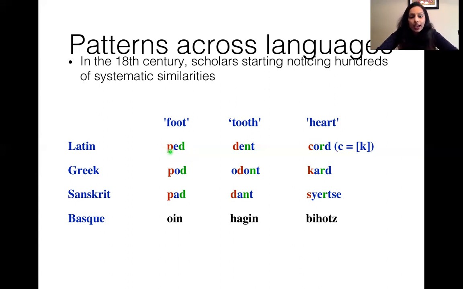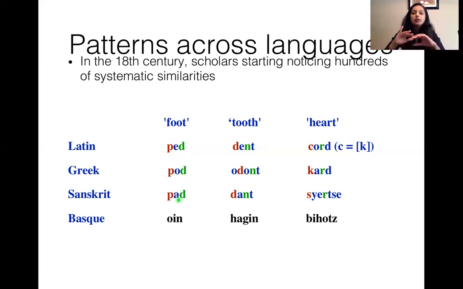Now, if you look at Latin, Greek, and Sanskrit for the word foot, you have the same onset, which is p, right? It's a voiceless bilabial. And then you have the d, right? Which is a voiced alveolar. So d, d, d. So you can see that p and d remain constant. It's only the vowel that actually changes. And vowels, I will tell you right now, are completely idiosyncratic.